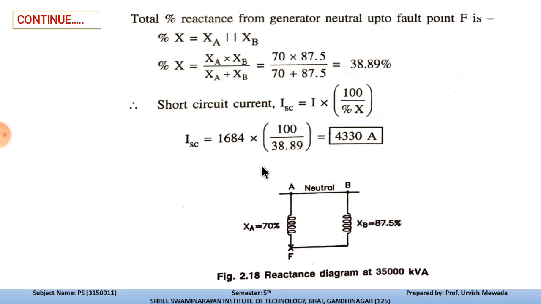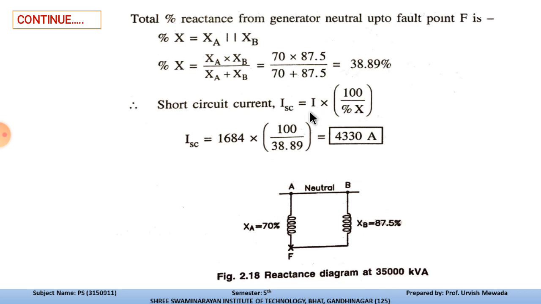So from that we have drawn an equivalent circuit of the given system. Now the total percentage reactance X: here both the reactances are in parallel, so that's XA parallel XB. When we solve this XA parallel XB, we have a value of 38.89%. So this is the total reactance of the given system. So the reactance diagram at 35,000 kVA, the total reactance offered by the system is 38.89%.